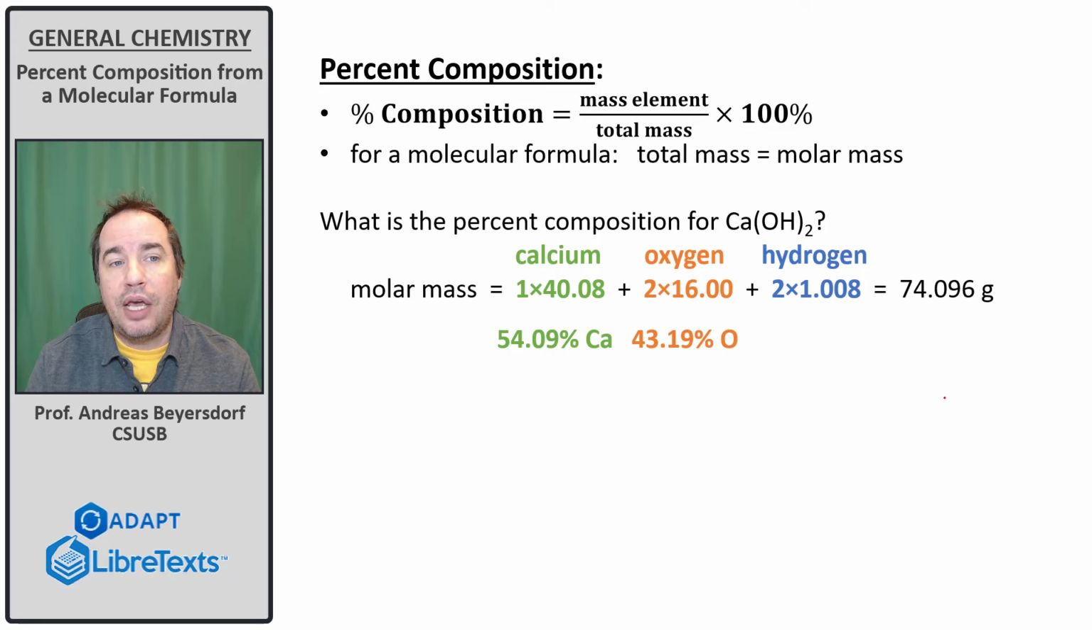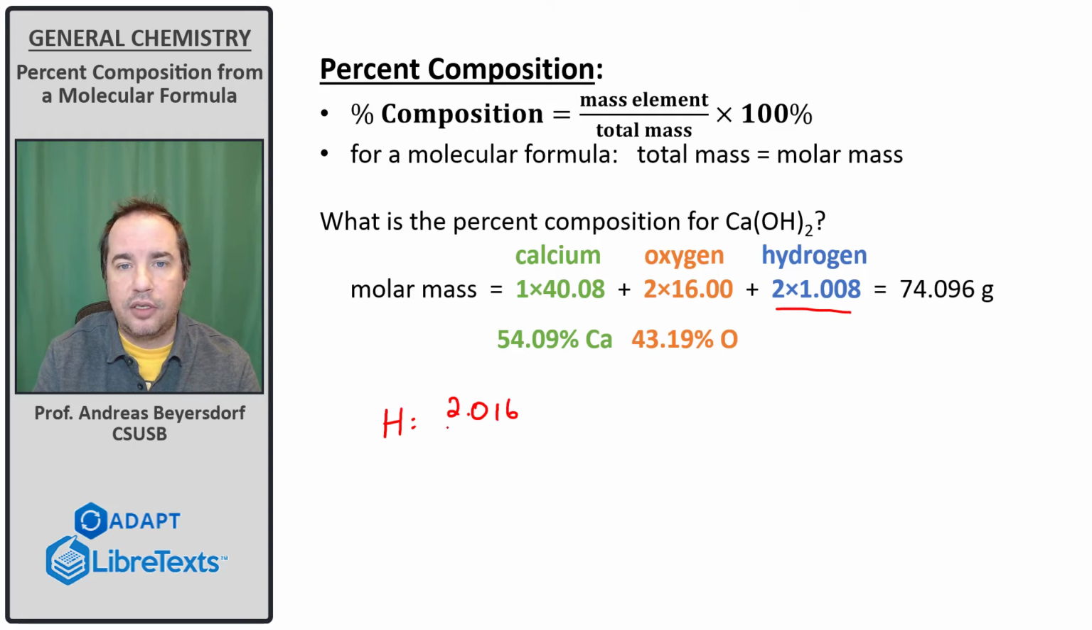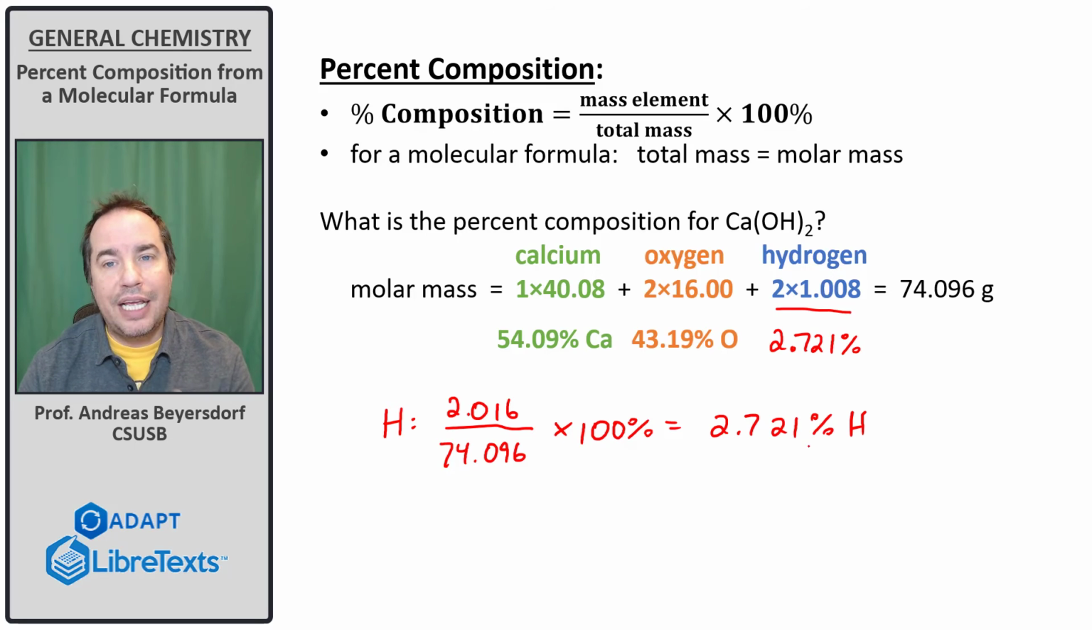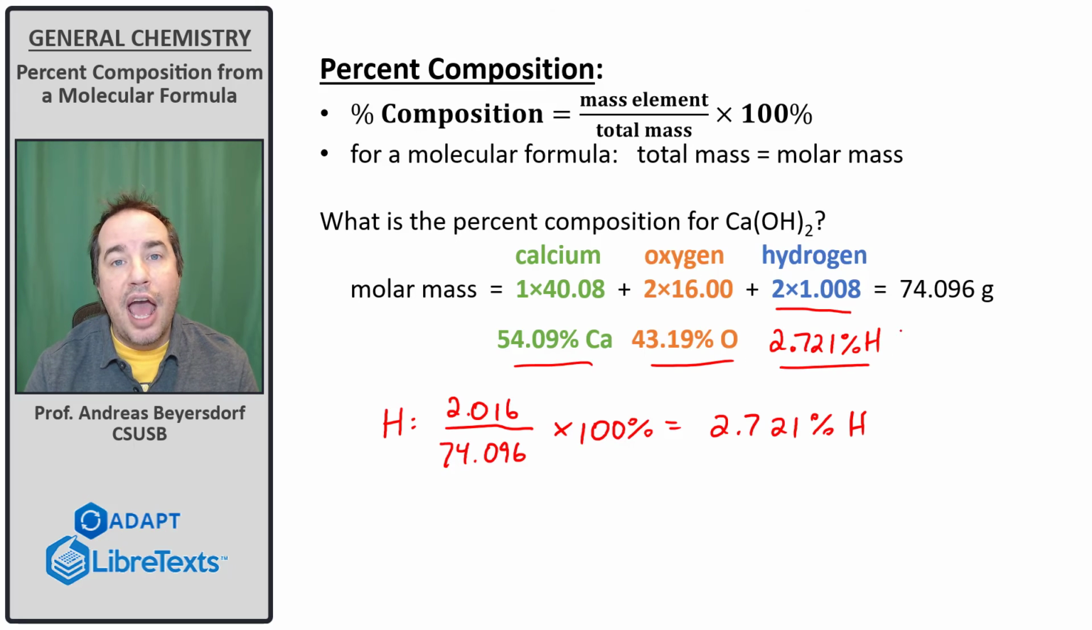Now we need to do the same thing for the hydrogen. So for the hydrogen, we have 2 times 1.008, so that's 2.016, over the total, 74.096. We multiply by 100%, and that's going to get us our percent composition for the hydrogen, 2.721% for the hydrogen.